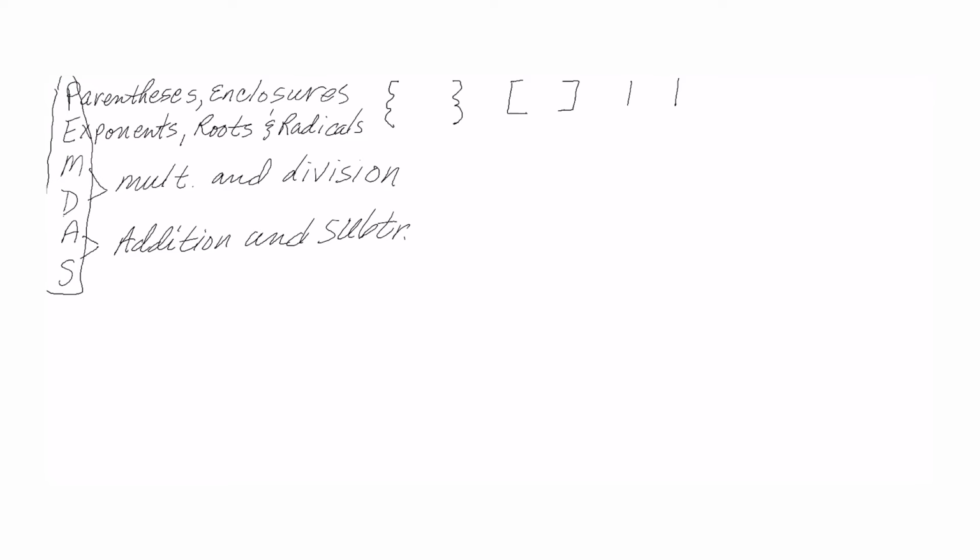And then we have multiplication and division. These two are on the same level, so we just do those left to right. And addition and subtraction are on the same level, so we're going to do those just left to right as they come along. So let's take a look at some examples.